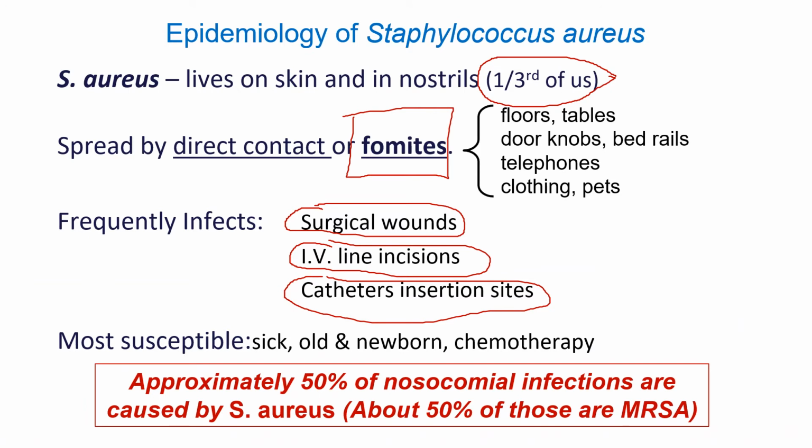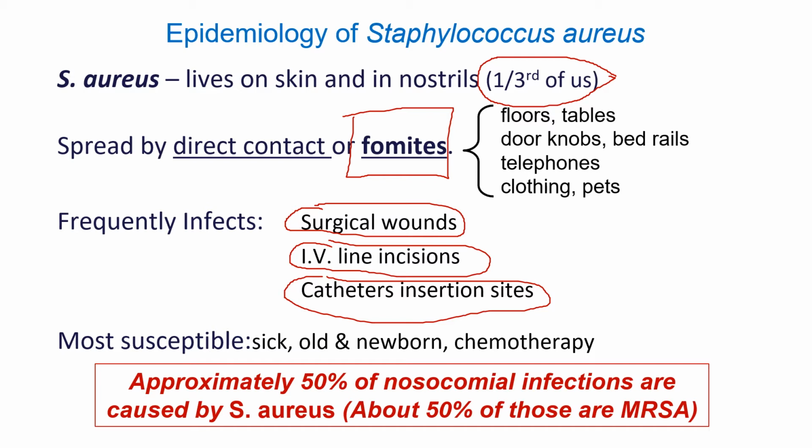So here is a stat for you. It says here about 0.5% of nosocomial infections are caused by Staphylococcus aureus. That is a crazy number. And about half of those are drug resistant in some form or another. So it says about 50% are MRSA. This does vary from hospital to hospital, but those are staggering numbers.